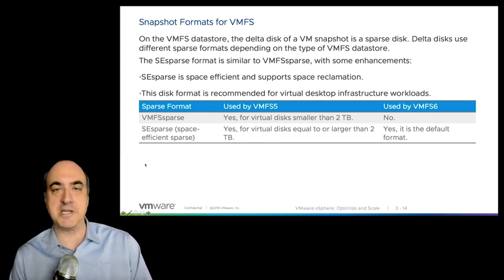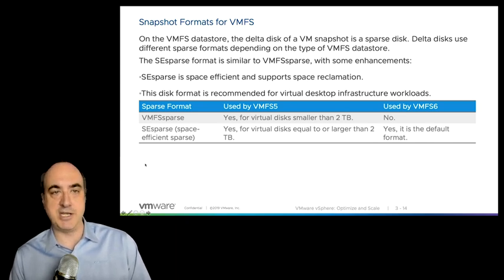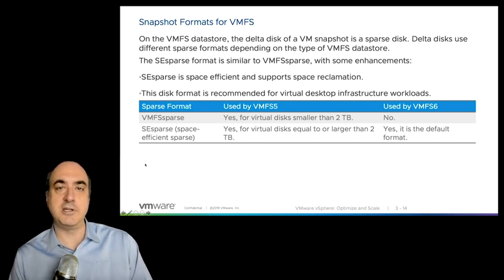It's going to be what's called space efficient sparse, or otherwise known as SE sparse. This is a file format that supports not just a growing file, but also supports reclamation. What does that mean? We'll cover that in more detail later on, but basically, if the data that's being recorded and changing is actually removing content, we can reclaim the space, so the thin disk like delta file can grow and shrink.